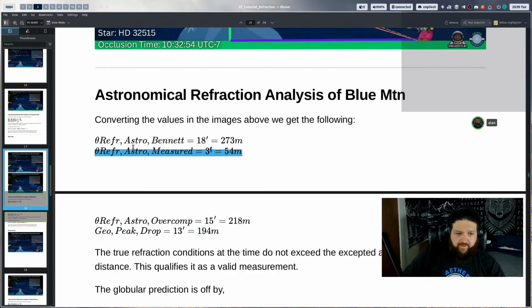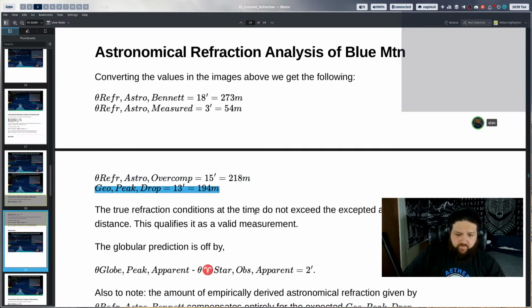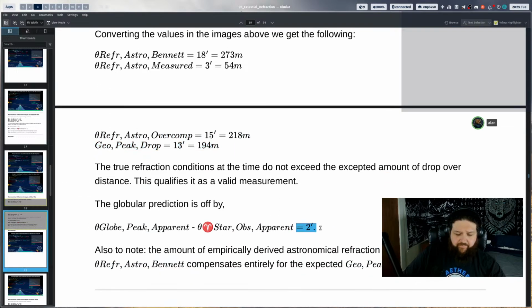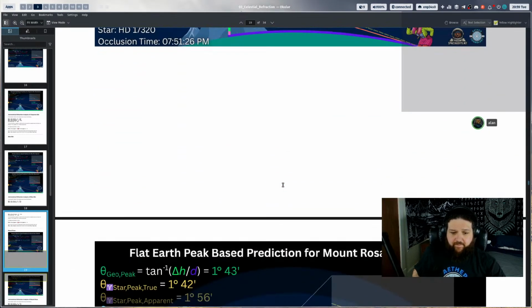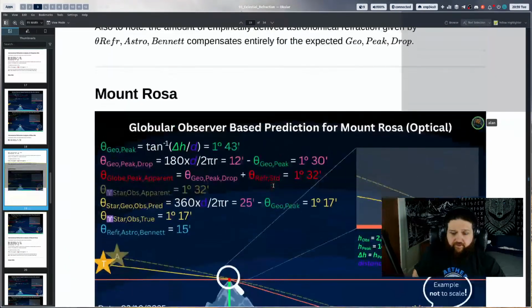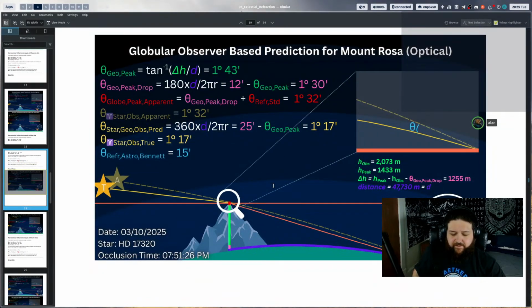Valid measurement, though, as the measured amount did not exceed the drop over distance, so we're good there. And they're off again by 2 arc minutes. Now we have the most interesting case here because we have the lowest amount of astronomical refraction ever recorded, and we have the amount of terrestrial refraction, converting the 2 pi r, 7/6 into meters or degrees per meter. So we know that the terrestrial refraction would have had to have been at least 2 arc minutes here.